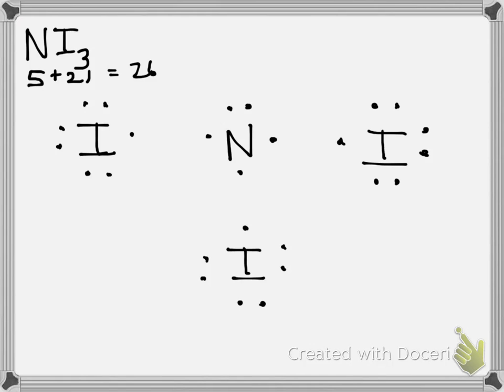Okay, so I have put the skeleton structure in place, which is just where everything's lined up. I put the valence electrons in. What's my next step going to be?